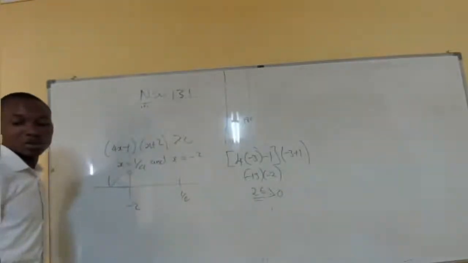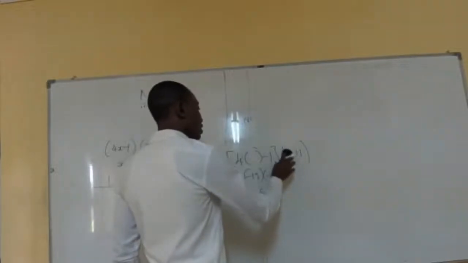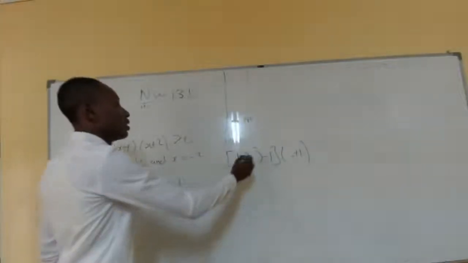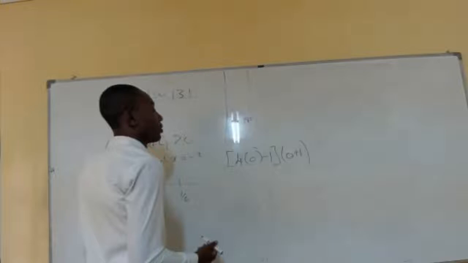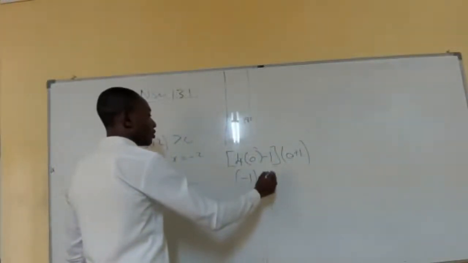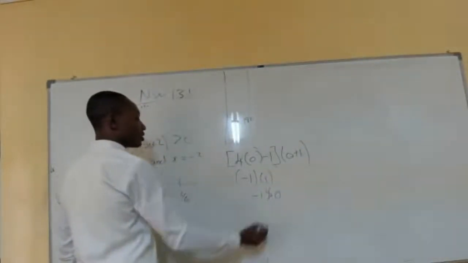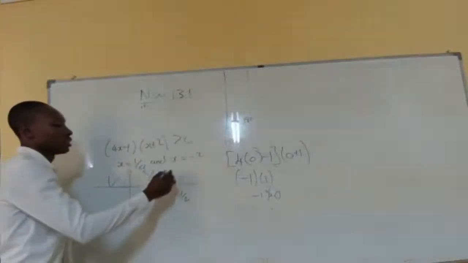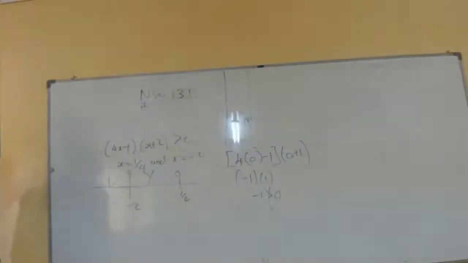If I put 0, what we're going to have is, erase this. If I put 0 here, because 0 is in between negative 2 and 1 over 4, we're going to have negative 1 multiplied by positive 1, okay, which is negative 1, but negative 1 is not greater than 0, so meaning this part is rejected. So this is still open because of the greater. If you want, you can test, okay.